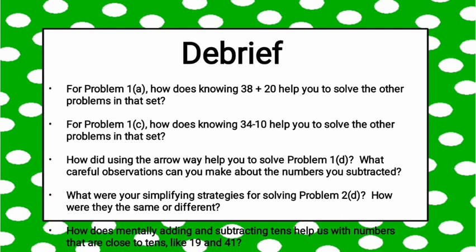What were your simplifying strategies for solving problem 2d? How were they the same or different? Finally, how does mentally adding and subtracting tens help us with numbers that are close to tens, like 19 and 41?